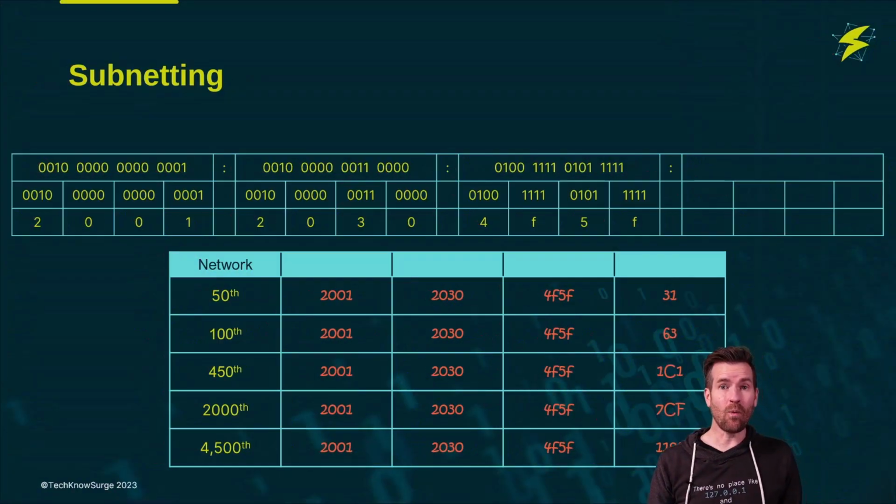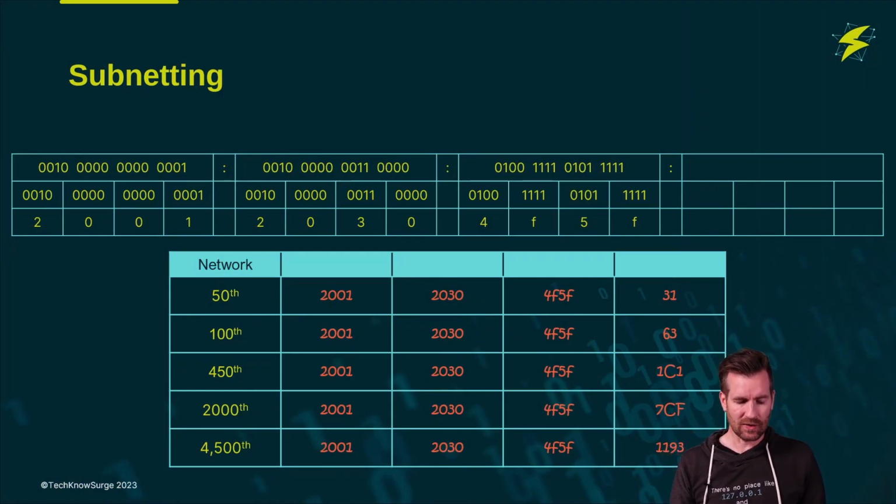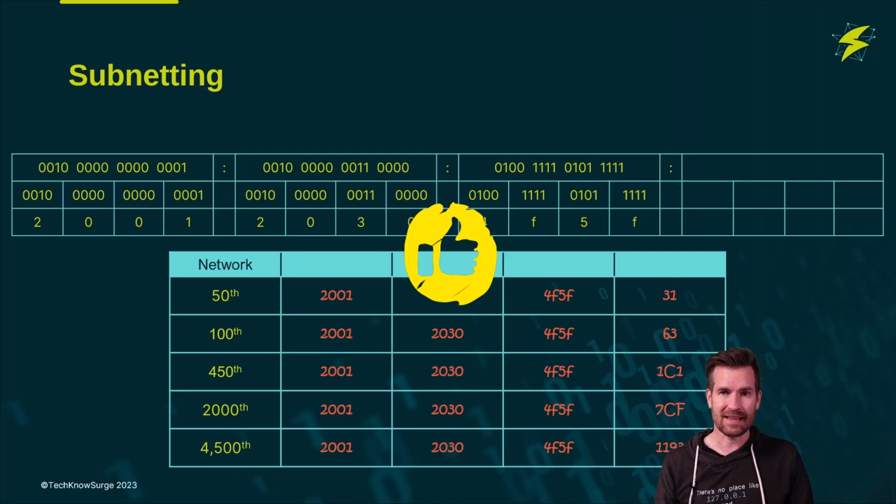Great, hopefully that went well and you were able to solve those. So that's how you solve for a specific network using IP version 6 addressing.